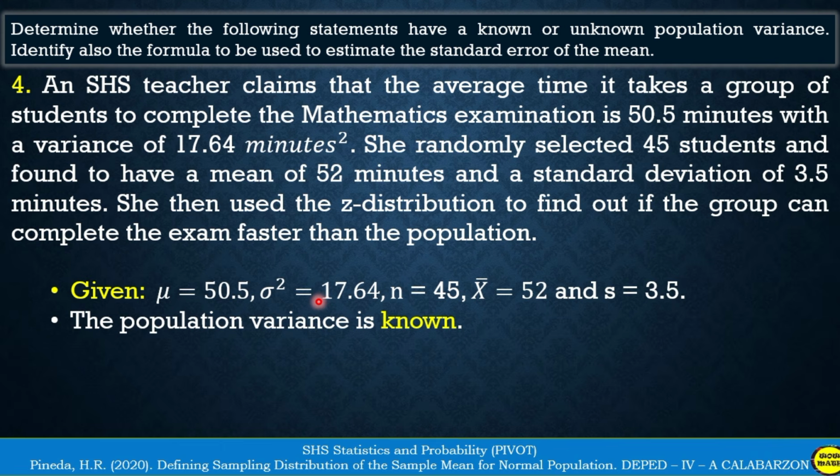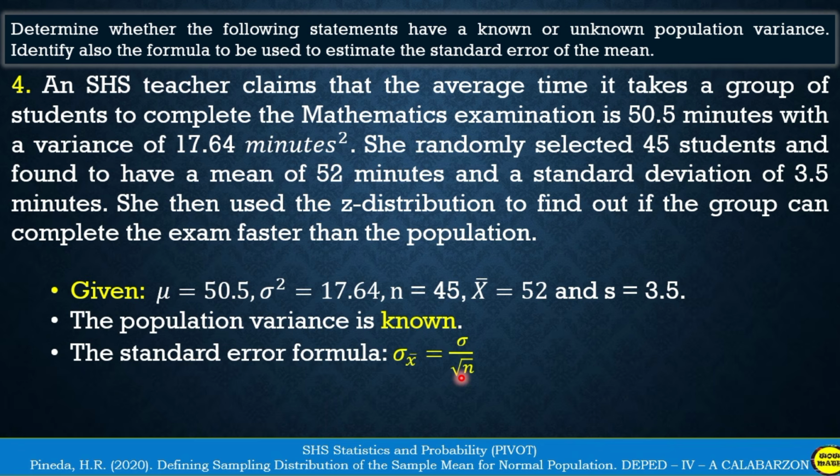Okay? And then, the population standard deviation has a value of the square root of 17.64, which is 4.2. Kapag ni-squared natin yung 4.2, 17.64. And then, makita rin natin na yung sample size natin is greater than or equal to 30. So, therefore, the population variance is known, and we can use this formula.